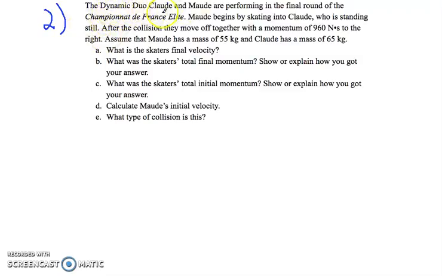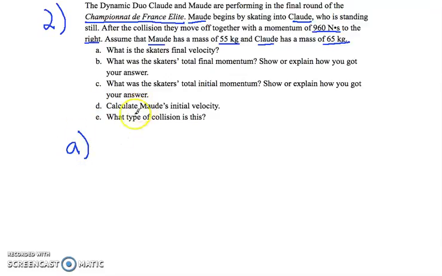We have the dynamic duo Claude and Maud performing in the final round of some skating competition. Maud begins by skating into Claude, who is standing still. After the collision, they move off together with 960 Newton seconds to the right. Assume Maud has a mass of 55 kilograms and Claude has a mass of 65 kilograms. The first question is, what is the skaters' final velocity?